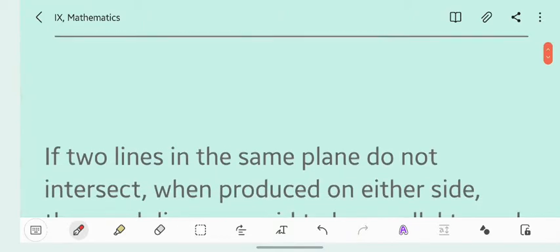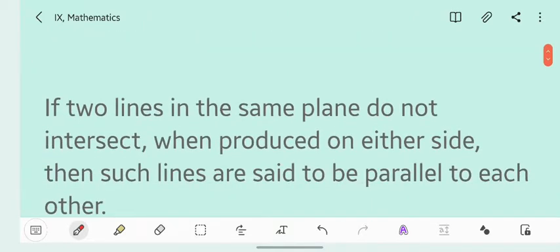So if two lines in the same plane do not intersect when produced on either side, then such lines are said to be parallel to each other. Or we can say, in other words, two lines are said to be parallel if their perpendicular distances are the same everywhere. You can take the example of a railway track or some kind of pattern where the parallel systems are used and the perpendicular distances are equal everywhere.